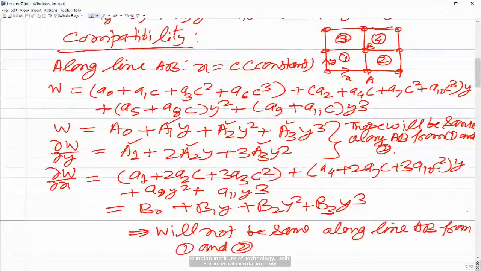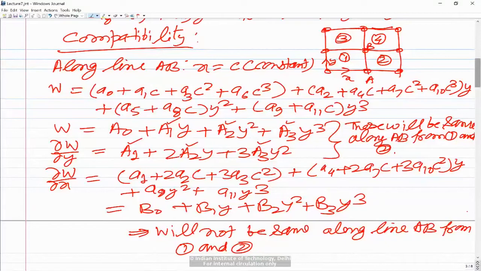Hello, sir. Sir, the AB element has two nodes, and W and del W by del Y mean approximately what we have done. It is a quadratic or means 3-degree polynomial. Then how is W cubic along AB? See, if you look at it, W is cubic along AB, cubic in y, and del W by del y is just the derivative of that, so that is quadratic in y.